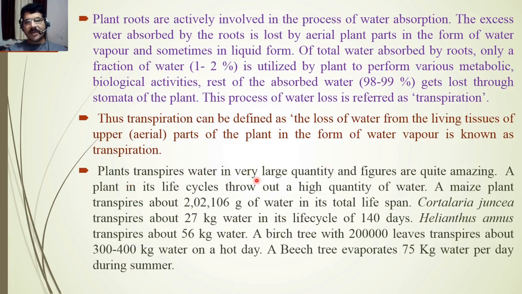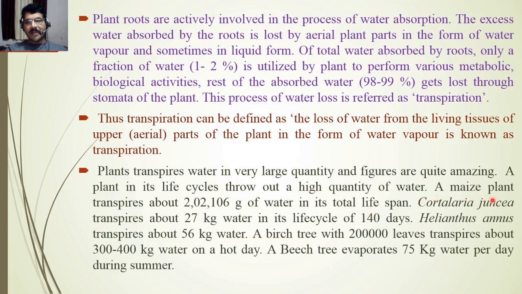Plants transpire water in very large quantity, and the figures are quite amazing. If we see the figures of water loss by different plants, we can wonder at it, because it is a very amazing quantity. A plant in its life cycle throws out a high quantity of water. For example, we will see some examples. A maize plant, that is Zea mays, transpires about 2,02,106 gram of water in its total lifespan.